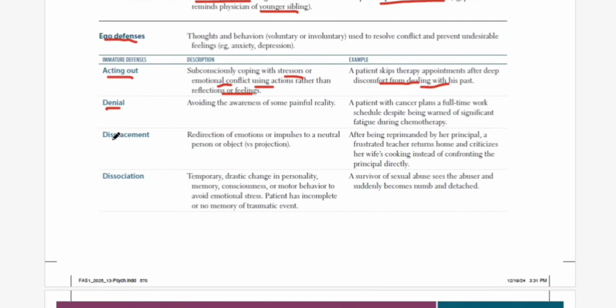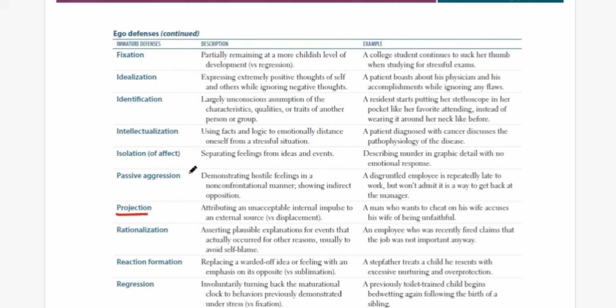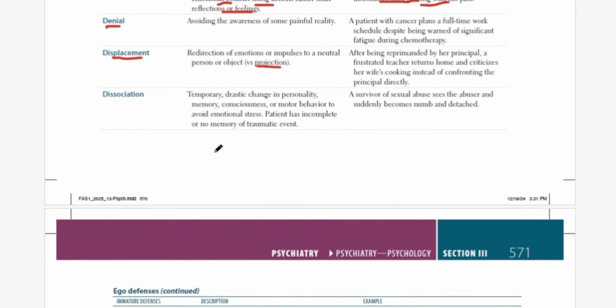Next is displacement. This is important, and it is really confusing with projection. Whenever this question comes, you will see both displacement and projection in the options, and you will get confused. So it's highly important to understand the difference between them, which is why I read these two together. Let's read displacement first. In displacement, you redirect your feelings to a safer target or a neutral person. You're redirecting your emotions, right? Let me give you an example so you understand better.